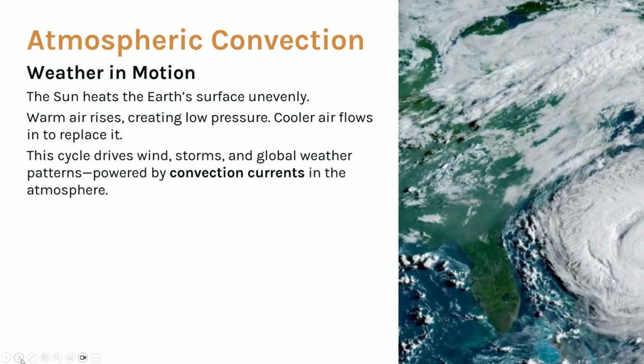Atmospheric convection, weather in motion. Convection also plays a massive role in weather. The sun heats the earth unevenly. Warm air rises because it becomes less dense, creating low pressure. Cooler air moves in to replace it. This continuous movement of air creates wind, storms, and large-scale weather patterns, all driven by convection currents.